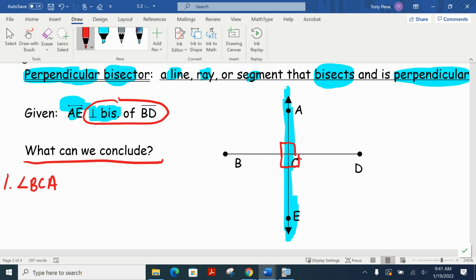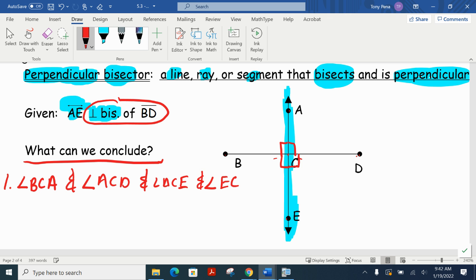So from B to C to A. And angle ACD, so this angle over here, ACD. And it's all four angles. So if you're good with naming these angles, we're just naming them all. DCE. And then this bottom left-hand corner is ECB.